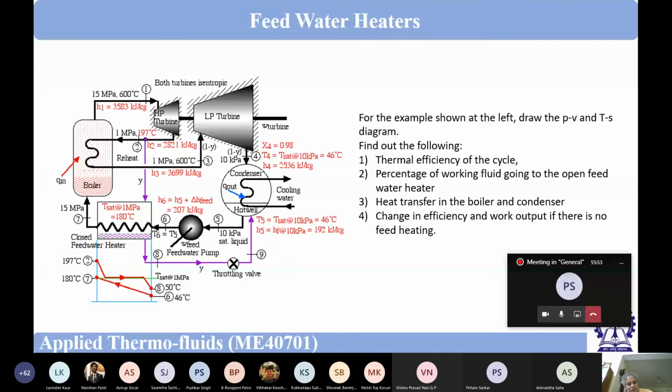Could you understand feed water heater? Hello. Yes, sir. Yes, sir. Okay.